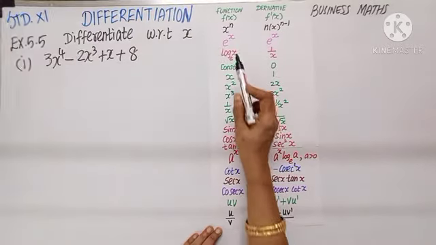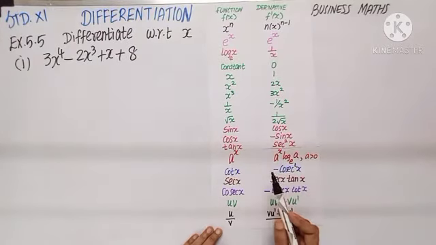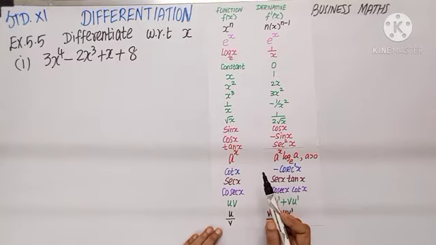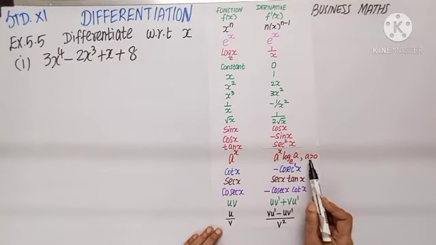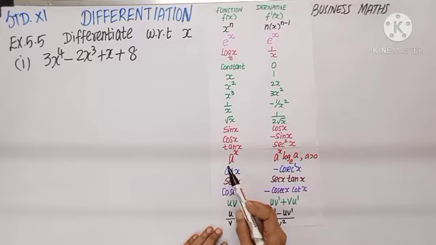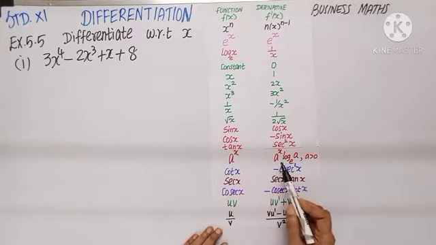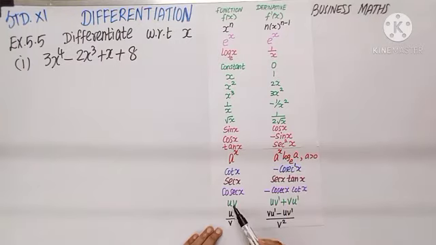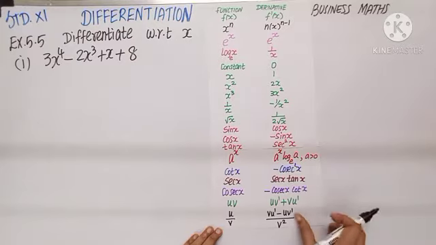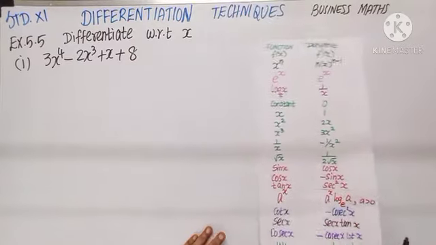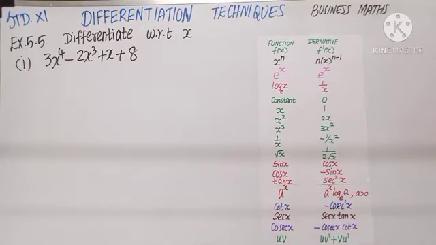You have e power x which becomes e power x. Other than e, any other number a which is greater than 0, a power x will become a power x log a base e. You have product and quotient rule. When it is the product or quotient, we'll see to it in the problems to come. Let us remember these formulas to apply in exercise problems.